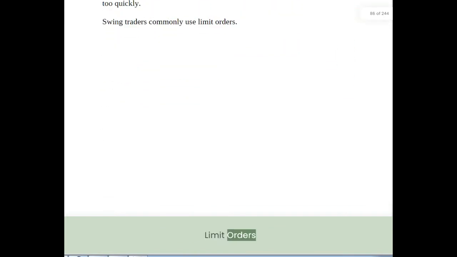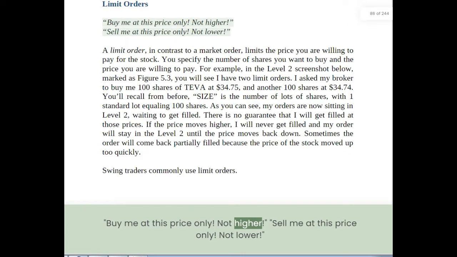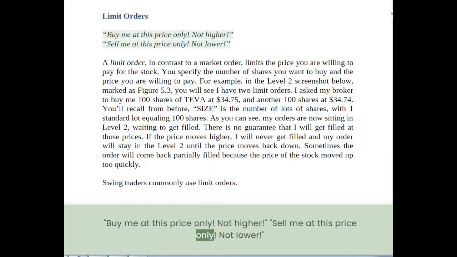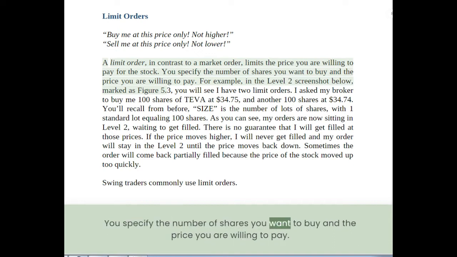Limit orders. Buy me at this price only, not higher. Sell me at this price only, not lower. A limit order, in contrast to a market order, limits the price you are willing to pay for the stock. You specify the number of shares you want to buy and the price you are willing to pay.